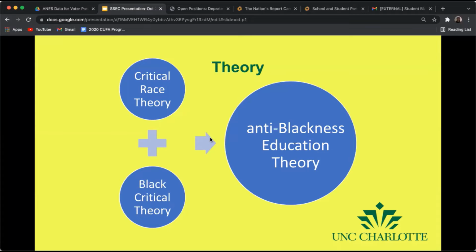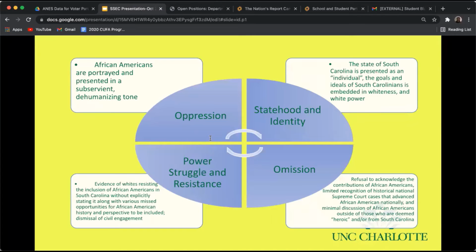Based on those tenets that we created, anti-Blackness, we identified themes that we would use to talk about the tone and manner in which we believe African-American history experiences were represented within the textbooks. We developed that into 4 categories. The first one was oppression, which describes the portrayal of African-Americans in a subservient or dehumanizing tone. The next was statehood and identity, which we found very prevalent within South Carolina's textbook, and referred to the state being represented as an autonomous enemy, with the goals of the state embedded within whiteness and white power.